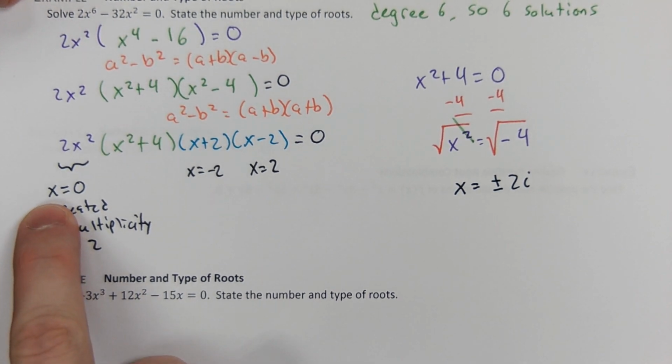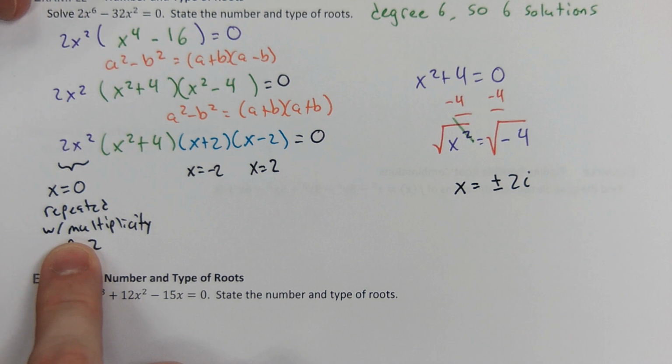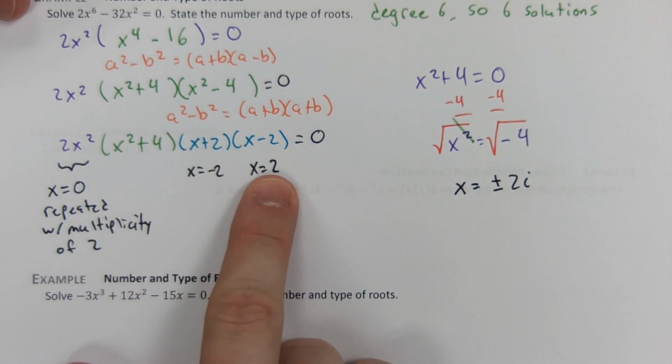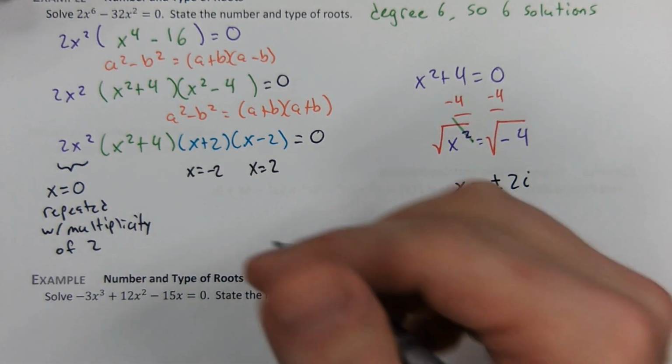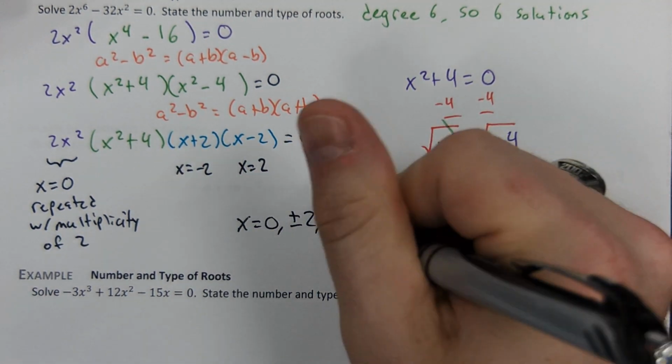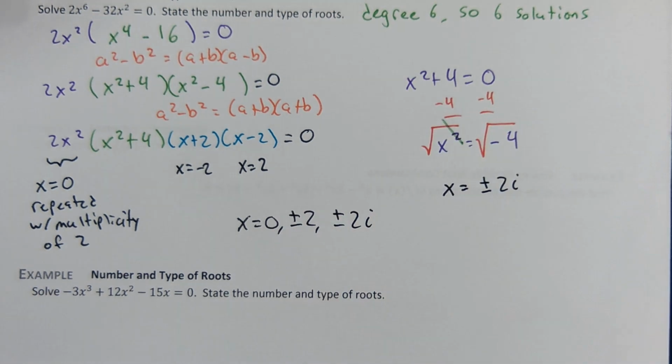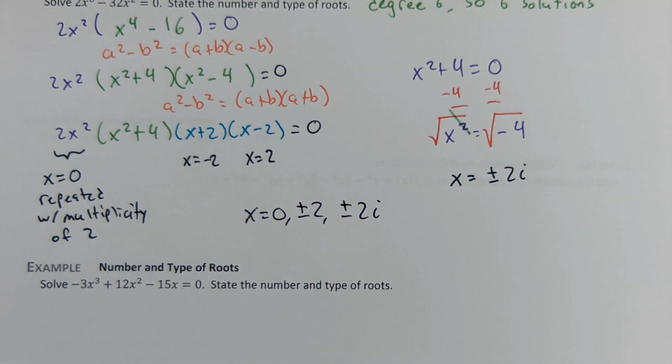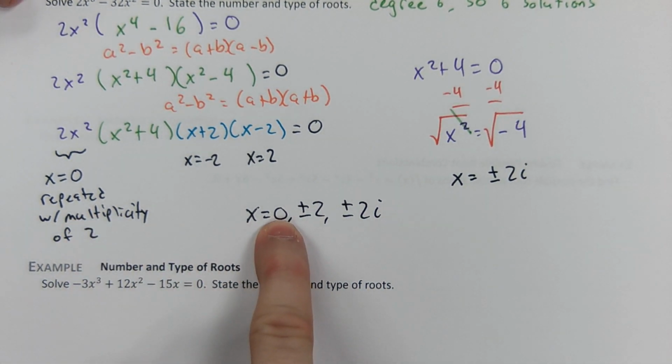X equals 0 is twice, so it's a multiplicity of 2. X equals negative 2, x equals positive 2 could have been written as plus or minus 2. And x equals plus or minus 2i. And it's already written, but that x equals 0 is a repeated root.